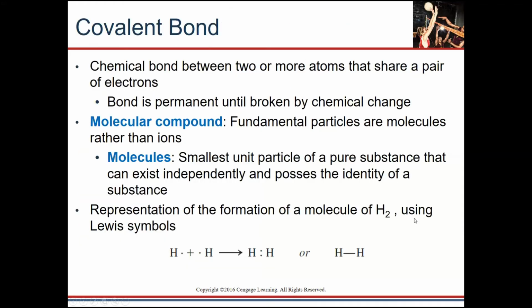Okay, so that's ionic bond. So let's talk about covalent bond. Covalent bonding is sharing. How many of you guys have siblings? So did you guys have to share stuff? You're supposed to, right? Okay, that's good to know that I'm not the only one like that.